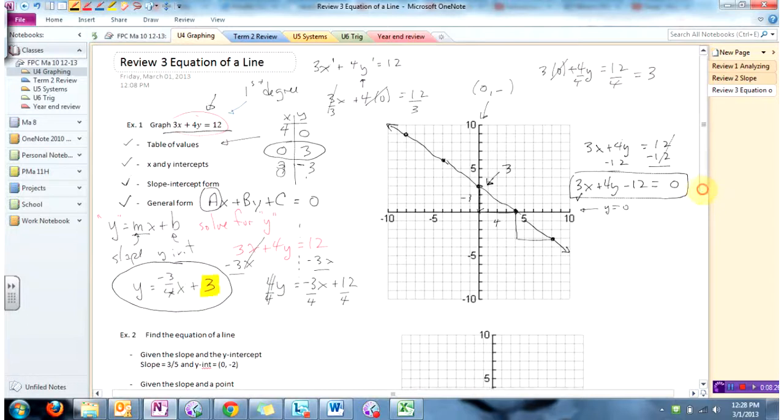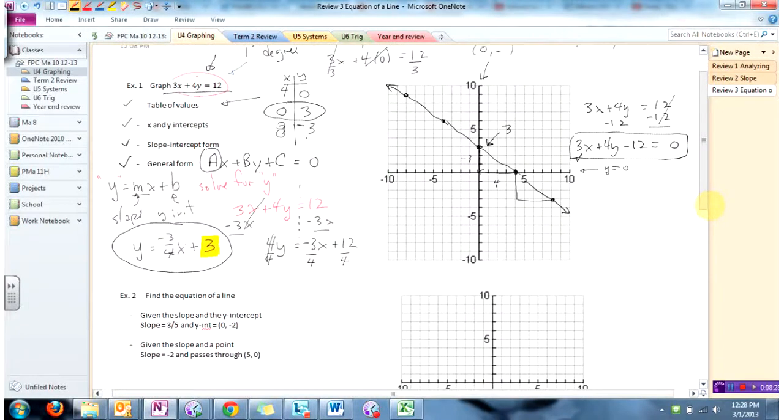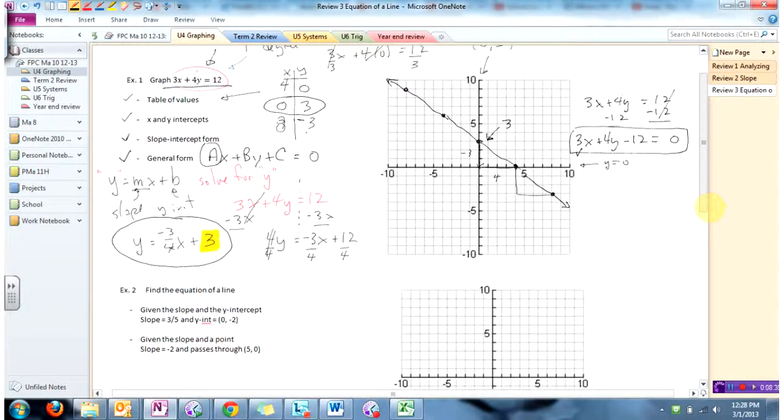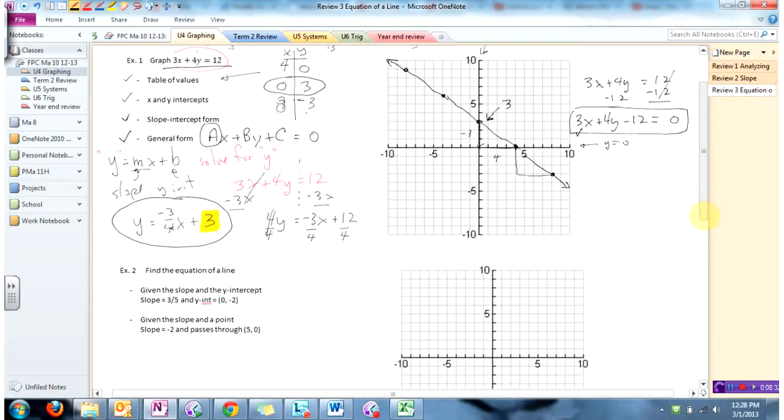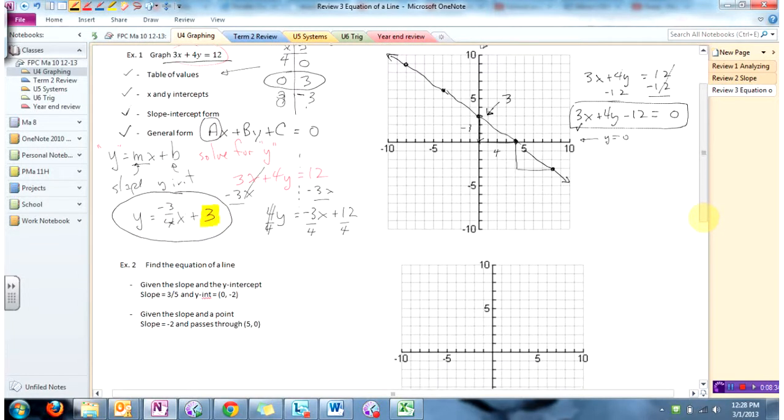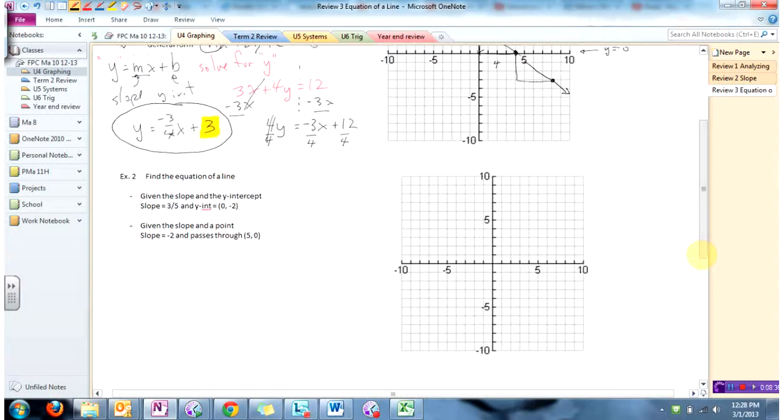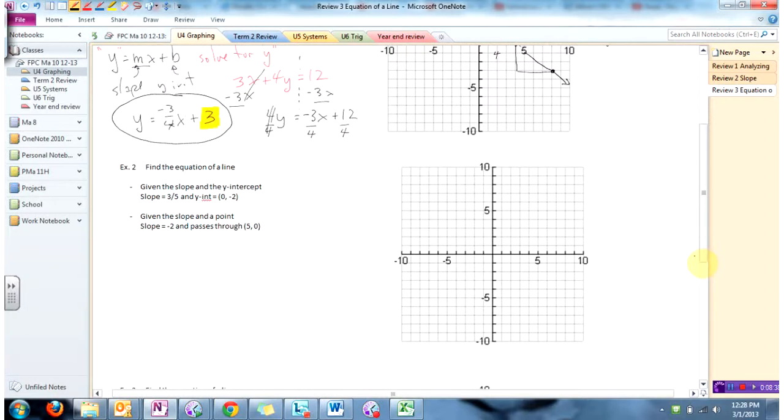Let's go on. Let's take a look now at, instead of giving you the equation, giving you some information, and you have to come up with the equation. In other words, working backwards. I'll just scan down here a little bit. Here's example 2. Start with the first one. Here you're given the slope and the y-intercept.